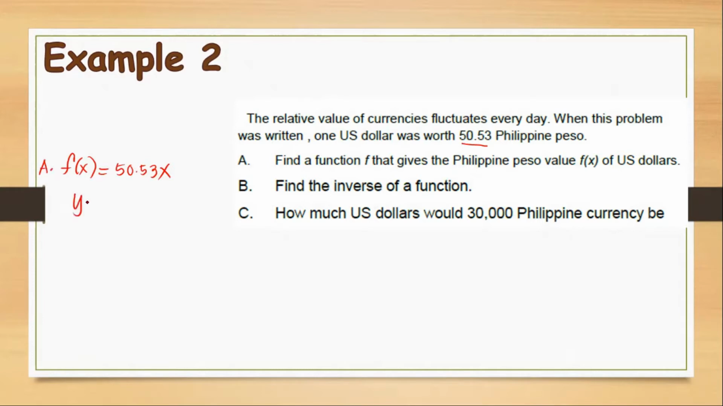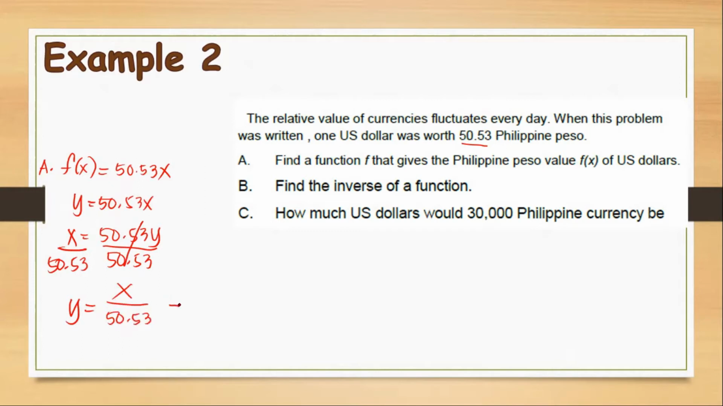So for the inverse of the function, y equals 50.53x. Then interchange, we have x equals 50.53y. Then solve for y in terms of x. Divide both sides by 50.53. So if you cancel this, we have y equals x over 50.53. Therefore, the inverse of that function will be x all over 50.53. Now, let's find the answer for letter C.